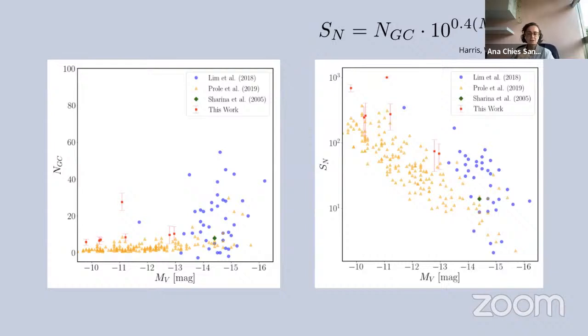In this other plot to the right, I show the specific frequency versus the magnitude in the V band that we obtained. These 2 points here are the ones for LSBD 22, which have a lot of contamination. The other one is for an LSBD where the GCLF model didn't fit very well because of the low number of candidates. The other points also follow the ones from the previous Fornax study.